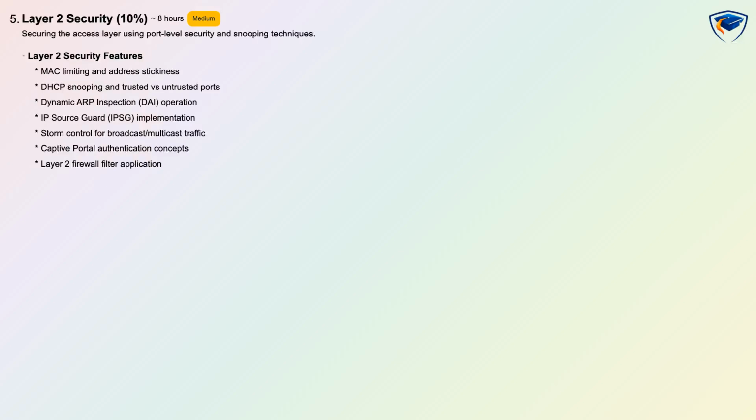Layer 2 security makes up 10% and is medium difficulty with about 8 hours recommended and hands-on plus conceptual assessment. You will learn MAC limiting and address stickiness to prevent MAC table abuse, DHCP snooping and trusted versus untrusted ports, and dynamic ARP inspection operation. Also study IP source guard, storm control, captive portal basics, and how to apply Layer 2 firewall filters in access layer scenarios.